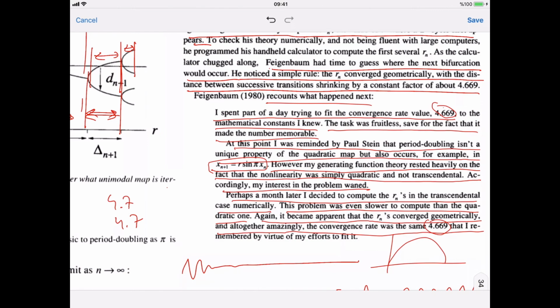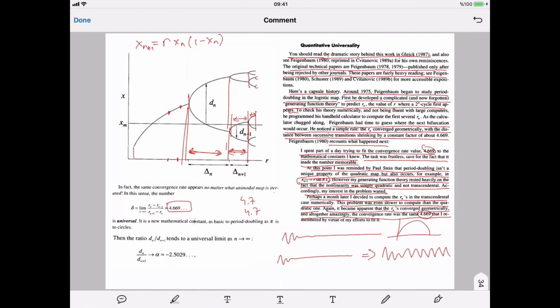So, what do we mean by universality? We mean that whatever plot that you can think of that would give these bifurcations, that would give rise to these bifurcations.